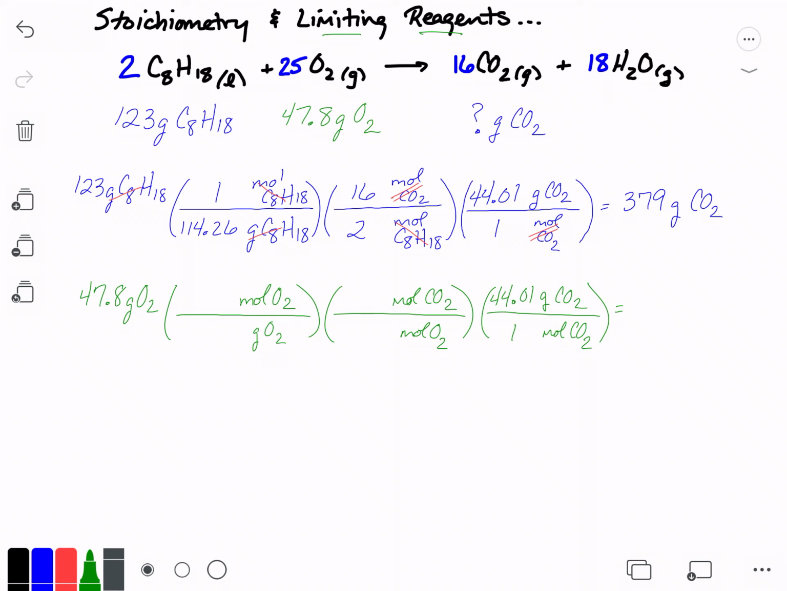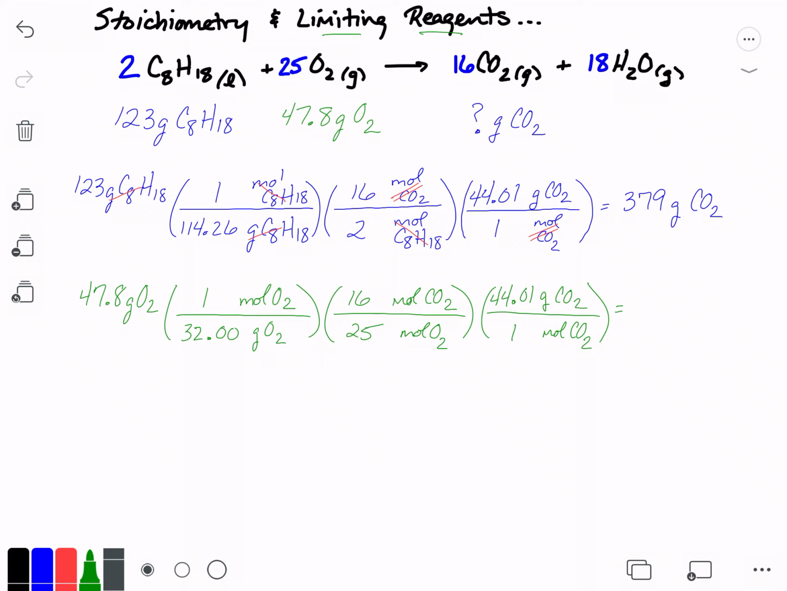So when I add up the molar mass of oxygen from the periodic table, remember it's 2 oxygen atoms per molecule, so 32 here instead of 16 grams per mole. And then from the balanced reaction, I look up top and I find out that every 25 moles of oxygen that reacts produces 16 moles of CO2.